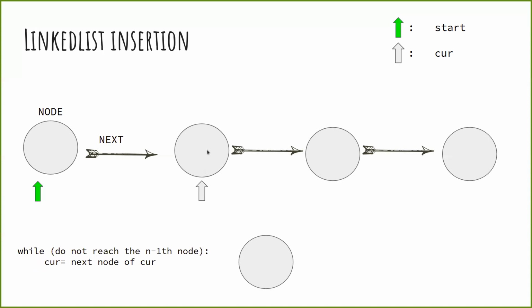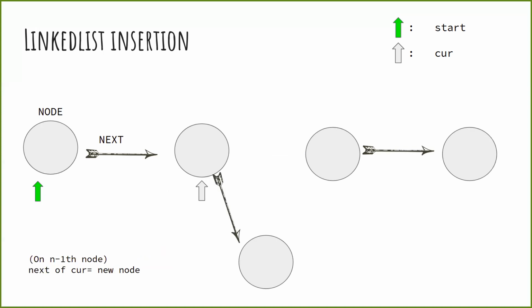While we do not reach the n minus one element, that is the element a position before the position you need to place the new node at, till then just take my cur pointer to the next element. Now, once I reach the n minus one element, I'll say the next element of mine would be the new node, right? And then I'll take my cur pointer to the new node.